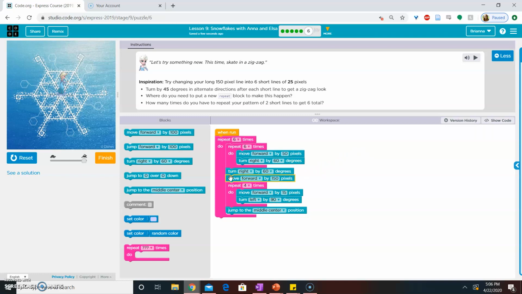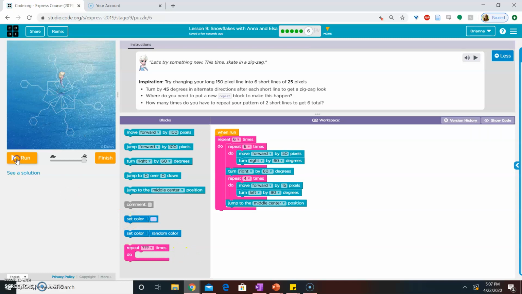What I want to change is this move forward by 150 pixels block. That's what I want to get rid of, so I'm just going to delete it. I'm going to go ahead and put in a loop. Sorry that I'm speeding up right now. I'm about to run out of time on this screen recording. So I'm going to put in a loop. I want 6 short lines of 25 pixels. So I want to move forward by 25 pixels. And then I want to turn by 45 degrees in the opposite direction.